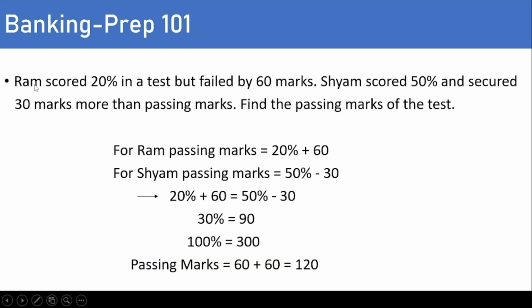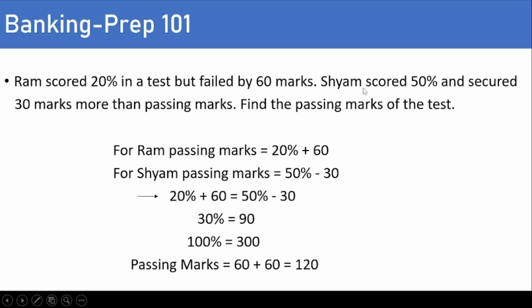Another very famous question asked in the banking exam is something like this. Ram scored 20% in a test but failed by 60 marks. Sham scored 50% and secured 30 marks more than the passing marks. Find the passing marks of the test. So this question can be solved in the following way. For Ram, the passing marks would be 20% plus 60, because Ram scored 20% in a test but failed by 60 marks.